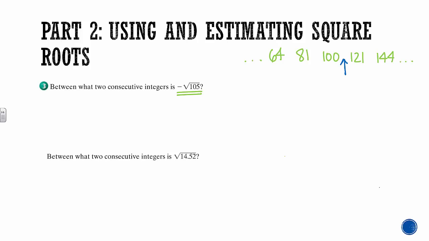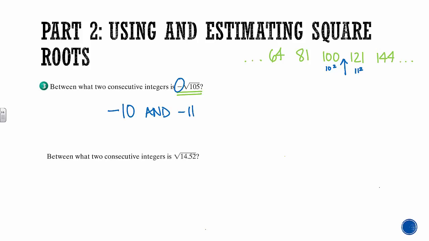And remember, 100 is 10 squared, and 121 is 11 squared. So this answer, when I type it in the calculator, is going to be somewhere in between 10 and 11. And hopefully you can see it's going to be a little closer to 10, because 105 is closer to 100 than it is to 121. So this is going to be in between negative 10 and negative 11, because we have this negative out here.